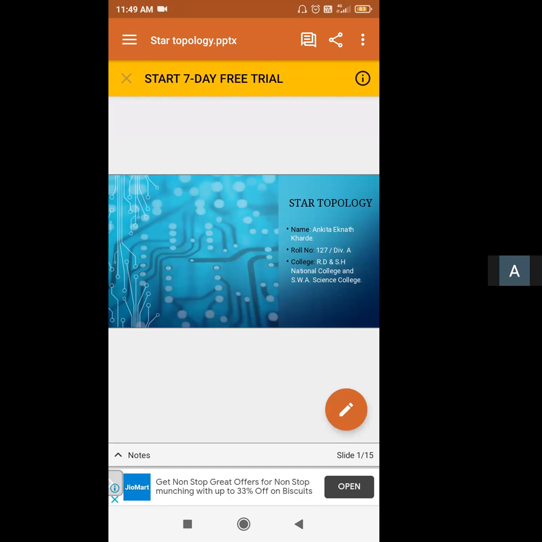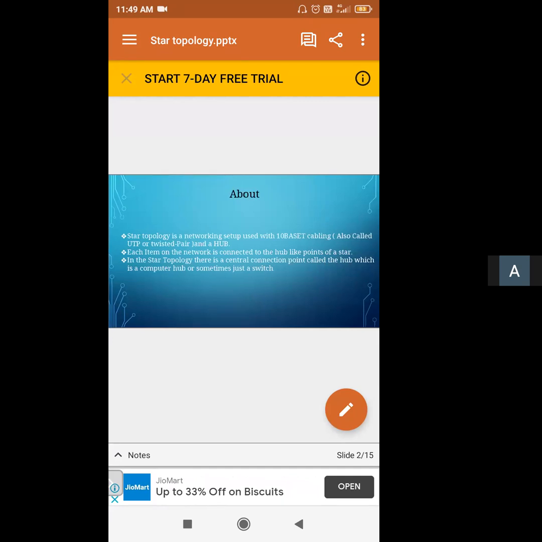Good morning. My subject name is Star Topology, and my name is Ankita Kherde. I will present Star Topology. Star Topology is a networking setup used with 10-base cabling, also called UTP or twisted pair, and a hub. Each item on the network is connected to the hub like a point of a star. In the star topology, there is a central connection point called a computer hub or sometimes a switch.